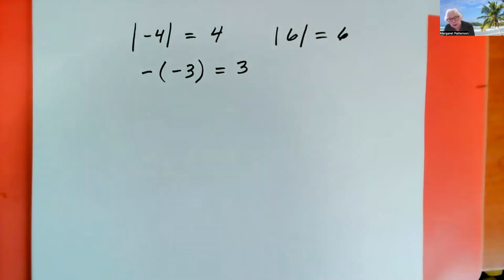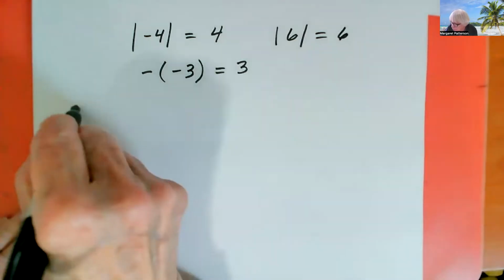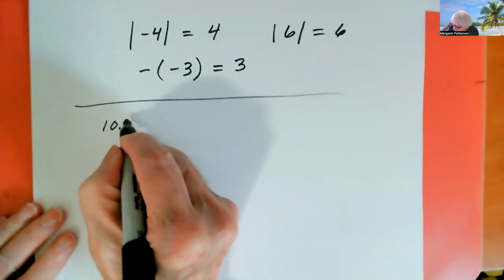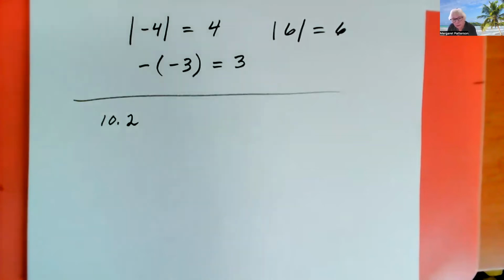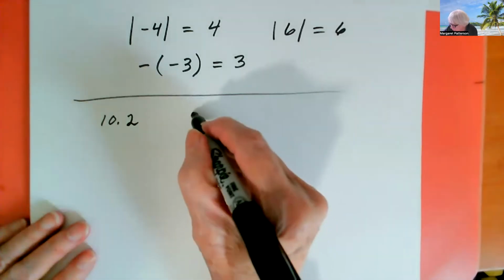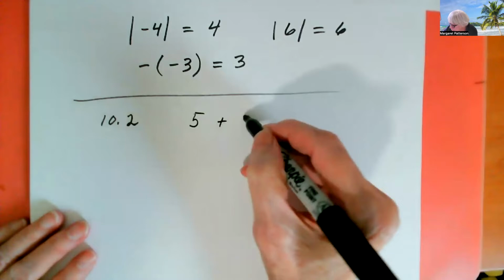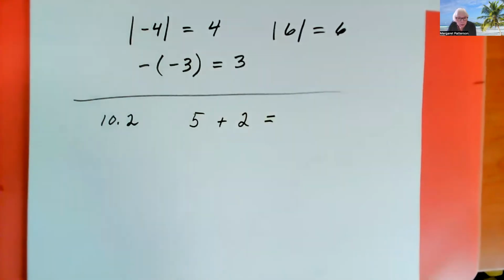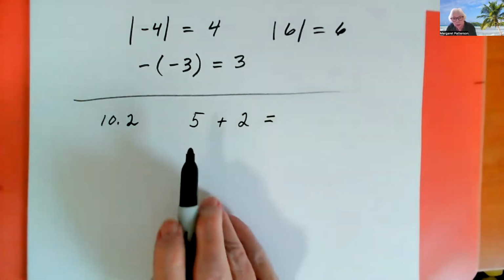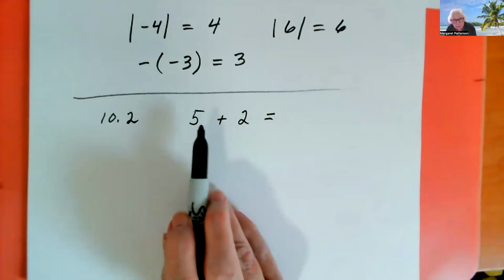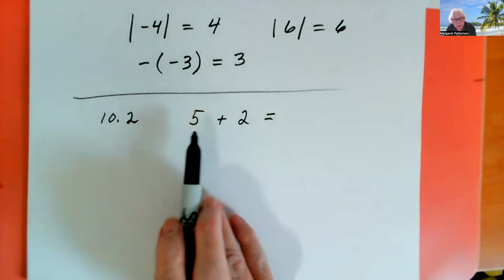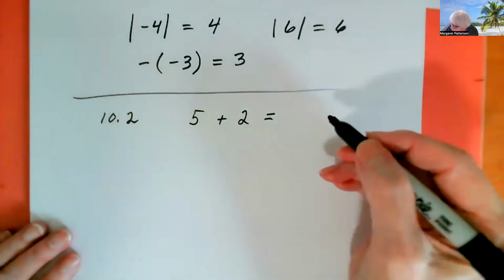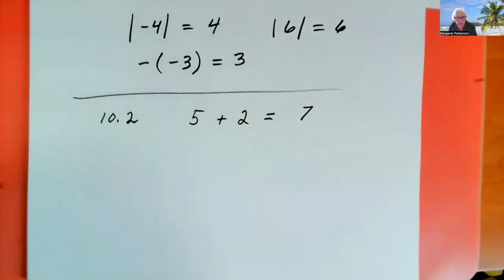So the very first thing when we actually start adding, this is 10.2. When we add, I'm going to start with this, 5 plus 2. Well, this is what you know already. And so this one is taken as a +5. This is taken as a +2, and we're adding. And so you know what to do. 5 and 2 make 7, and it's positive.